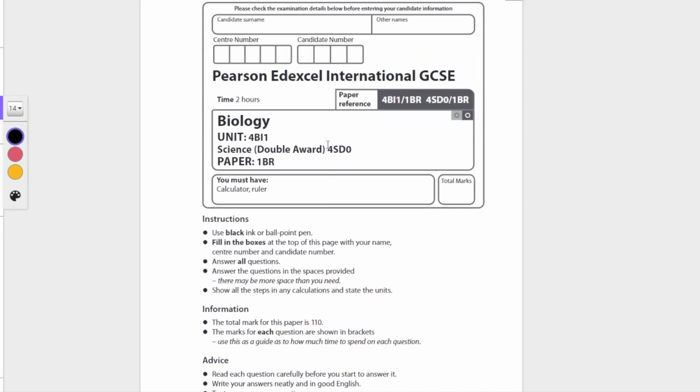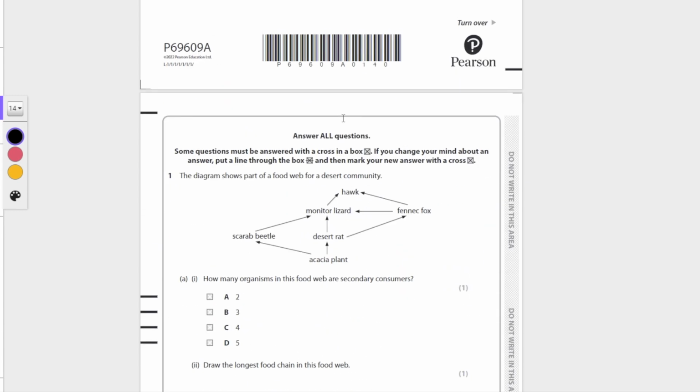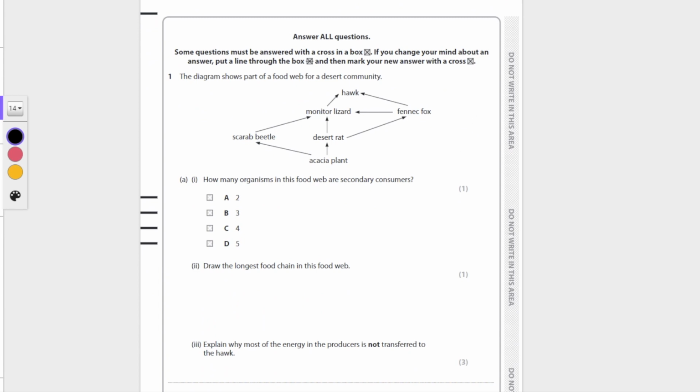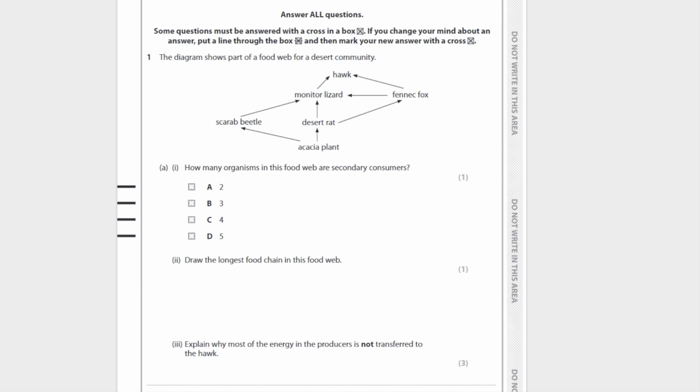Today we're going to be doing another IGCSE Edexcel double award paper. This is a 1BR paper, so it's the same as 1B but just a regional version of the paper. This will be very good practice, and I know everyone has their exams soon, so best of luck for your exams. I don't want to waste any time because I know your exams are very soon, so I'm getting this done on short notice. So let's go straight into the questions.